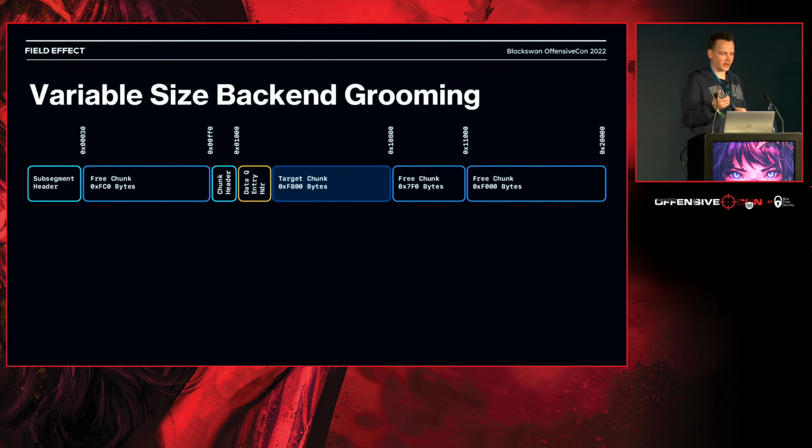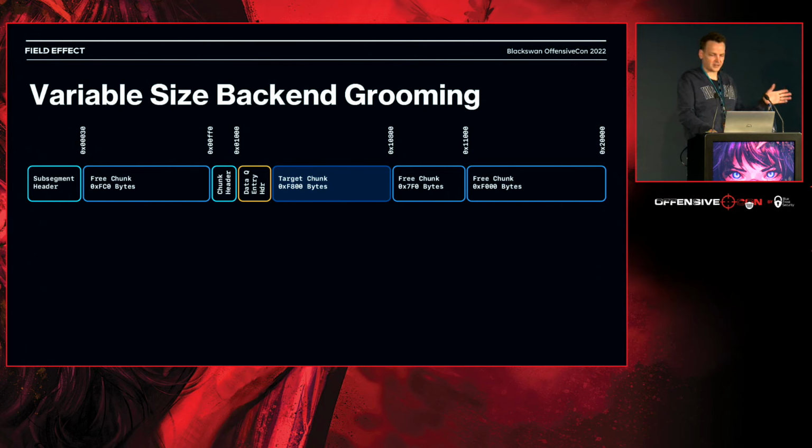So we have a data queue header on this. We do one big, almost 64K allocation, which creates, if we do enough of them, new subsegments. And so now we have a couple of free chunks, and what we want to be able to do is reliably get our overflow chunk in front of that one. So we need to make sure any holes at the end have been filled up.